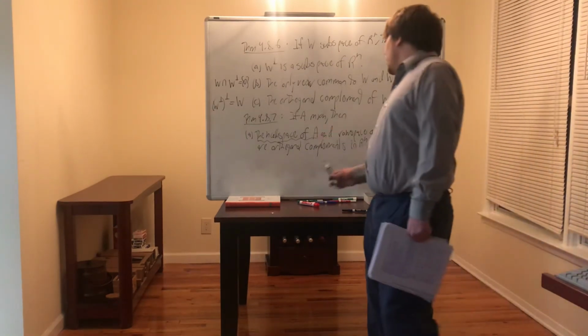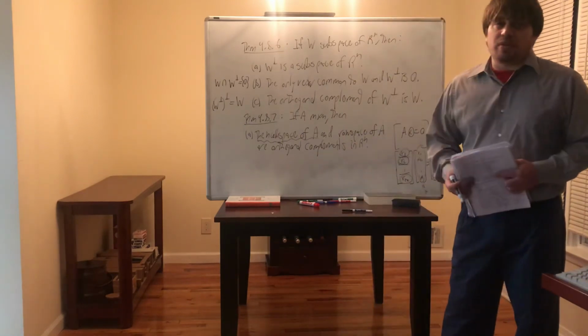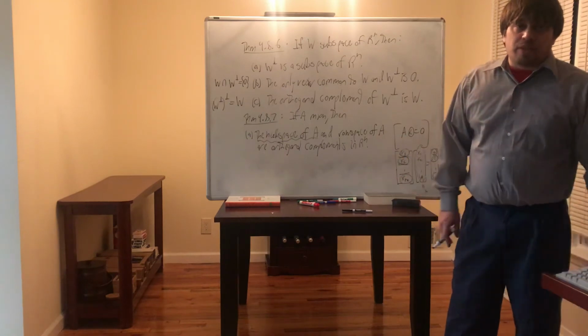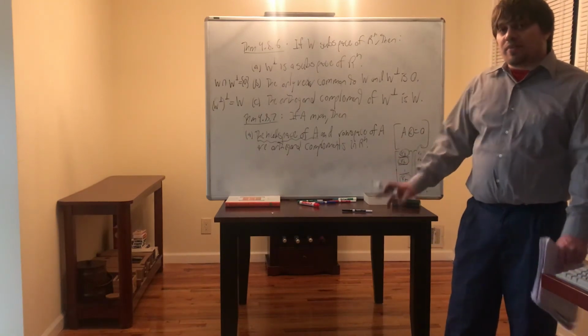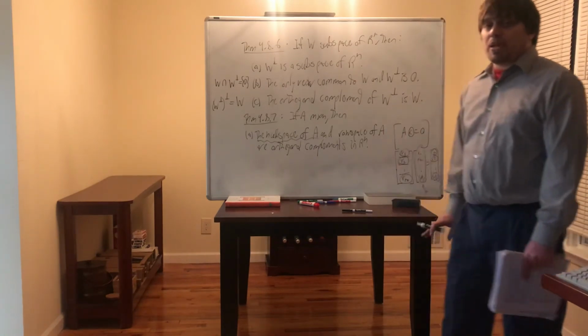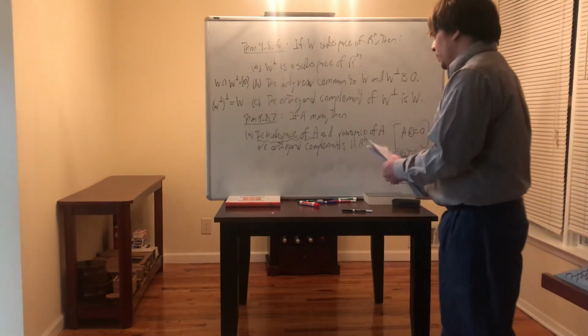So the null space of A and the row space of A are orthogonal complements in Rn. Each space consists of vectors in Rn that are orthogonal to each other. So those two spaces are orthogonal complements of each other.